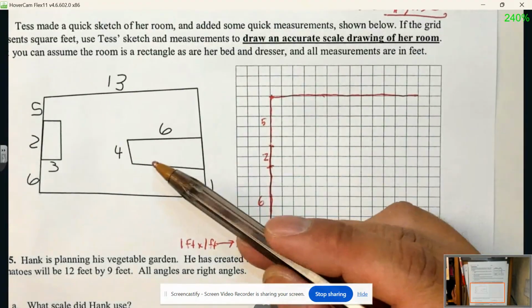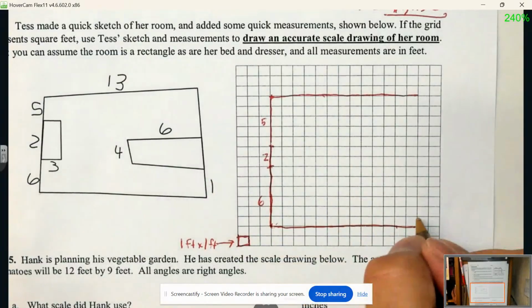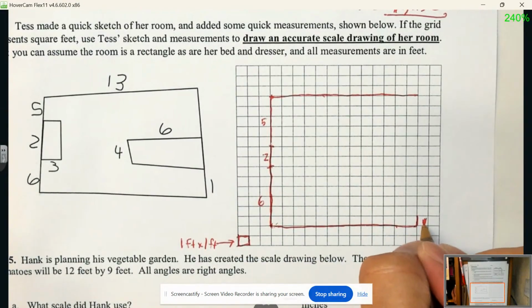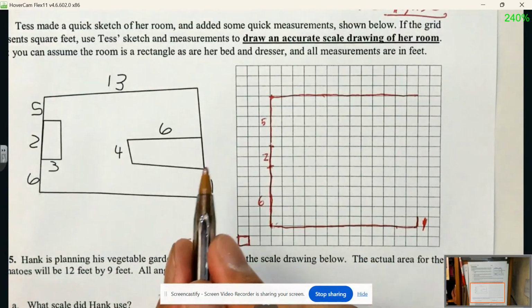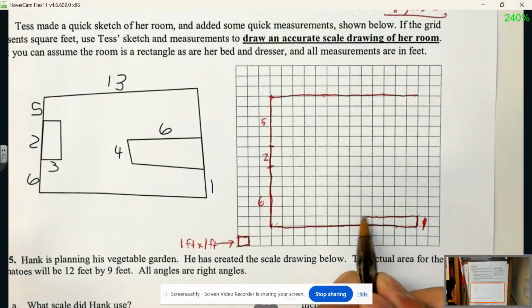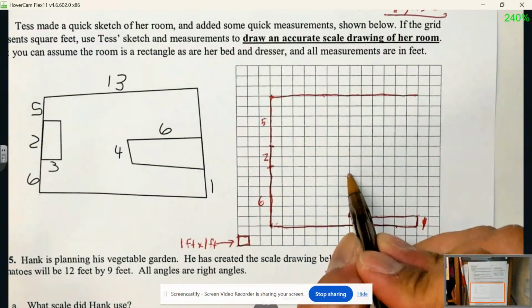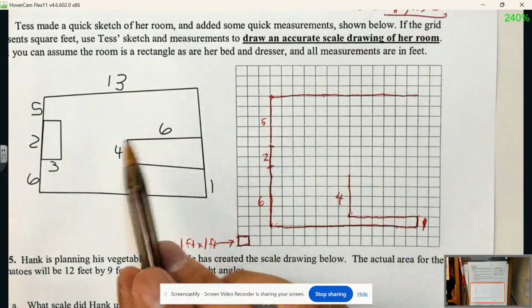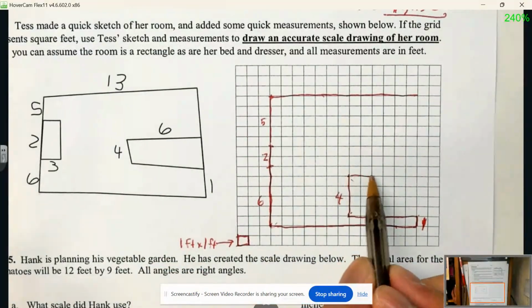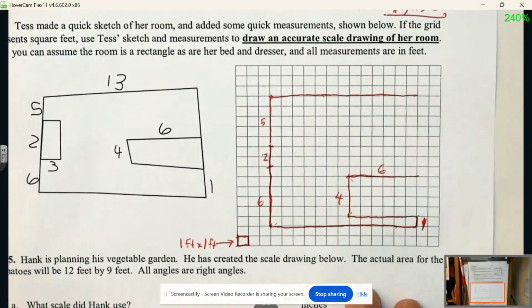So now this is her bed, which is 1 foot from this wall. So that means we're going to mark this 1 foot from the wall. And then the length of her bed is 6 feet. The width of her bed is 4 feet. 1, 2, 3, 4. And then this is a rectangle, so we're going to go 6 again. Okay, so there's the measurements.